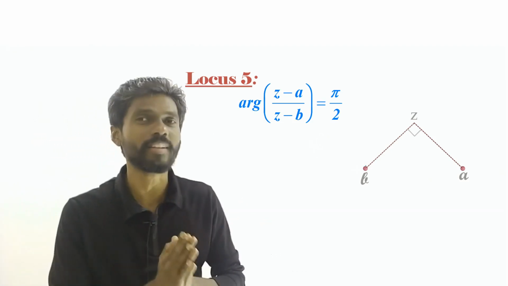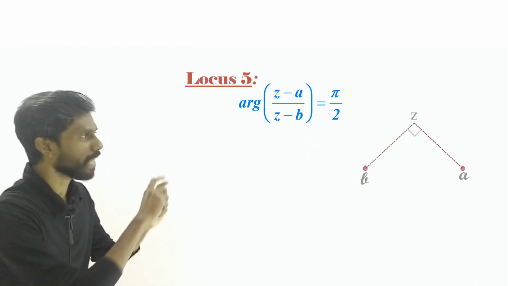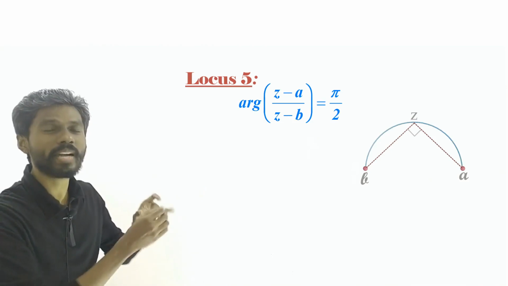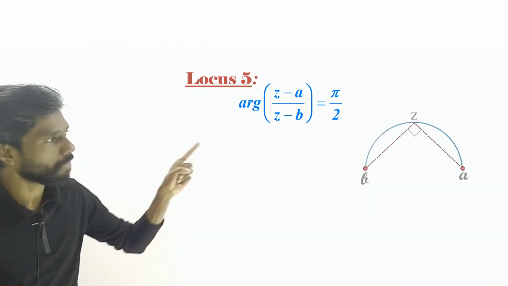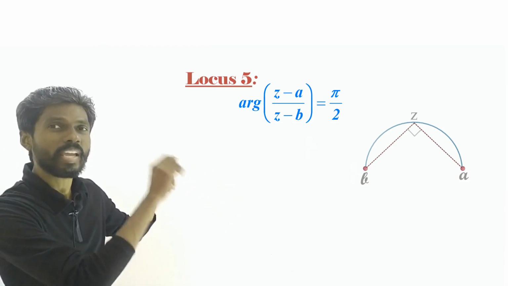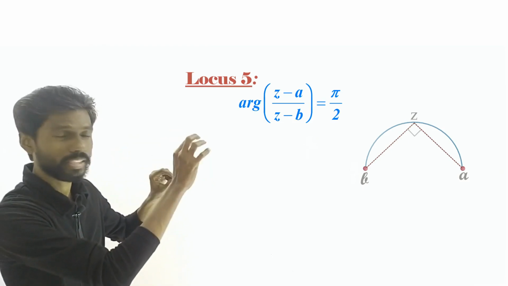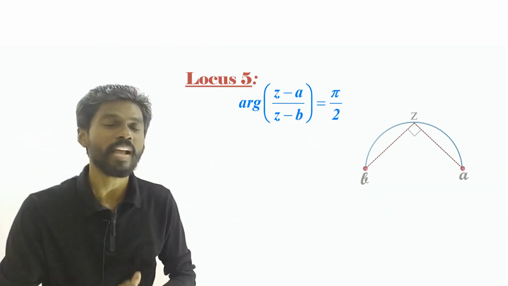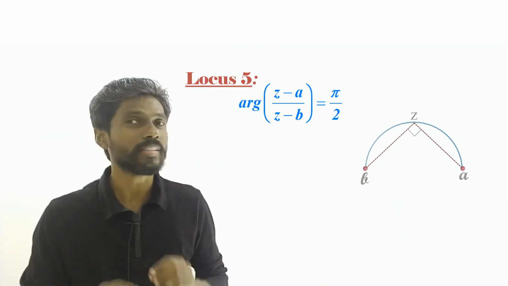That is the property of circle, right? What is the property of circle? Any point on the semicircle, the angle subtended by the diameter, that is always 90 degrees. So if you complete the circle whose diameter has endpoints A and B, right? Any point on the circle you consider to be Z, then the angle is always 90 degrees. So that means the locus of Z here is a circle.